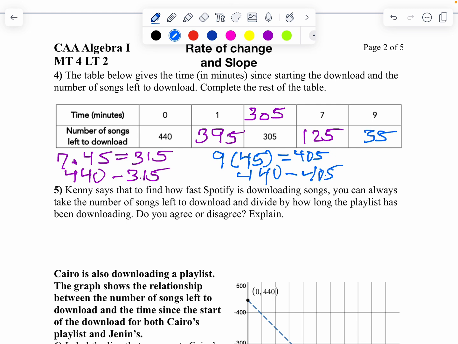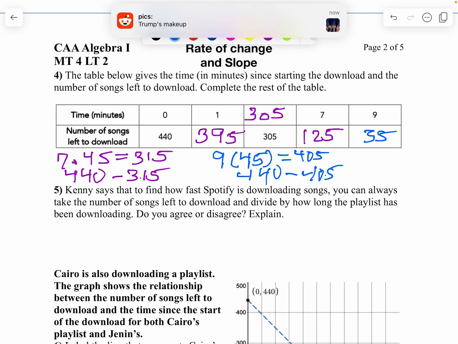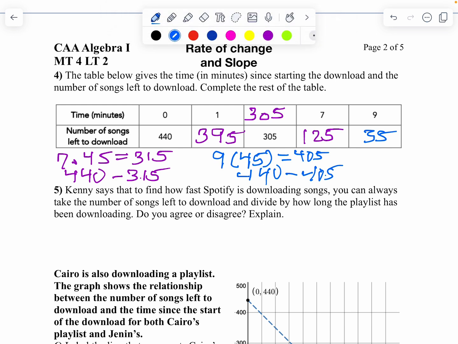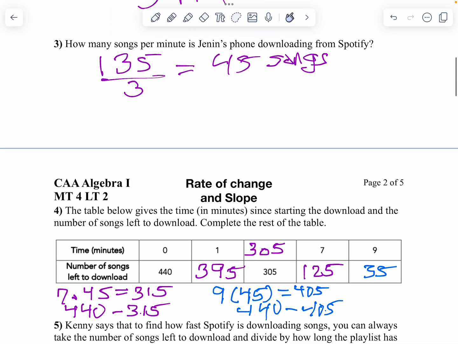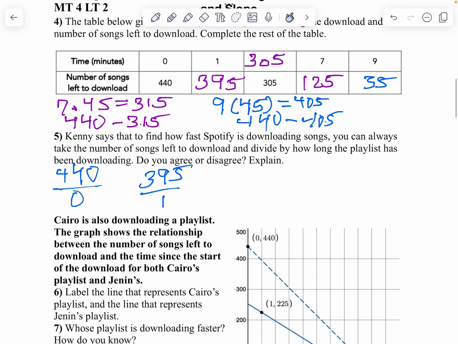Now, Kenny says to find out how fast it's downloading, you just take the number of songs left and divide by how long the playlist has been going. Hopefully you disagree with Kenny's logic there. Because if I take 440 and divide by 0, that's not even a number. That's undefined. If I take 395 divided by 1, we know from the previous page it should be 45. That's not 45, is it?